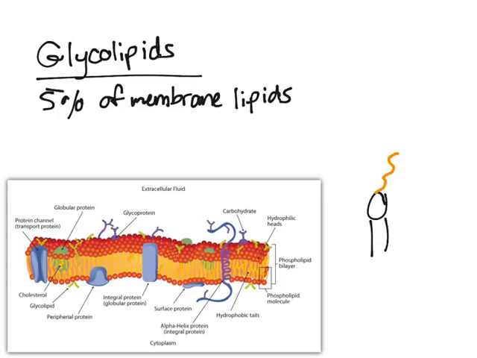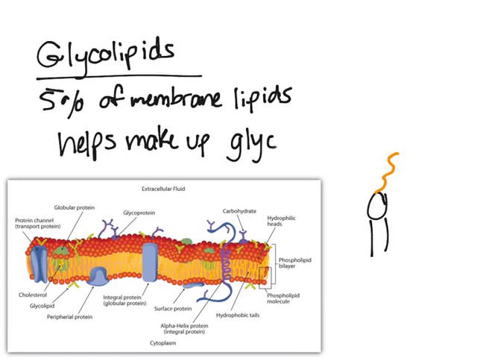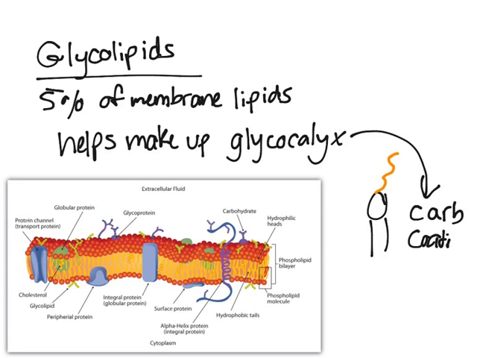And so it helps make up the glycocalyx, which you can kind of imagine as an outer surrounding to the cell. It's like a sugar kind of layer that allows for cell recognition. It's just a carb coating. So a glycocalyx is a carb coating on the cell surface.